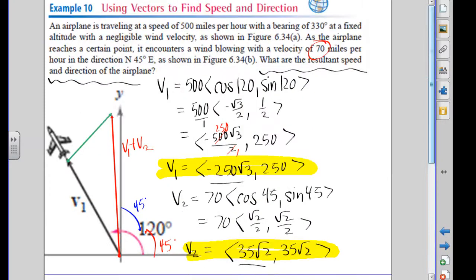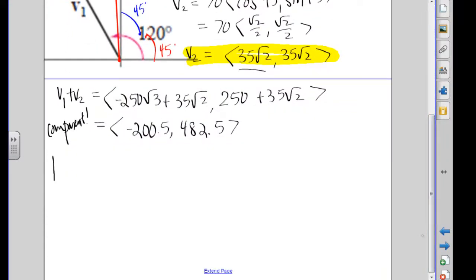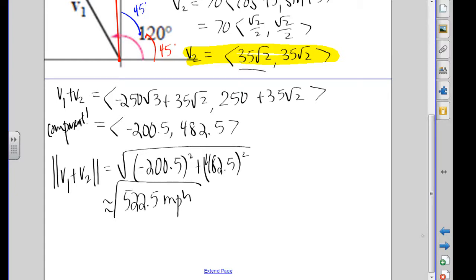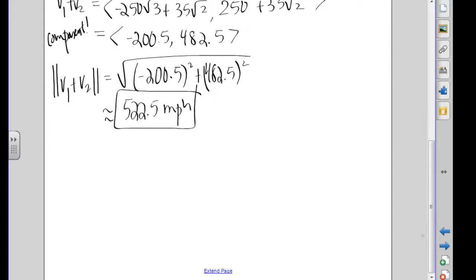And that's great. So to actually answer the question of what's the resultant speed and direction, because it's in component form, I can say the magnitude of vector 1 plus vector 2 is equal to the square root of its horizontal component squared plus its vertical component squared. Grabbing your calculator, you find that comes out to approximately 522.5 miles per hour. Go ahead and box that answer. So one question down, we found the speed, but now we need to find the resultant direction.